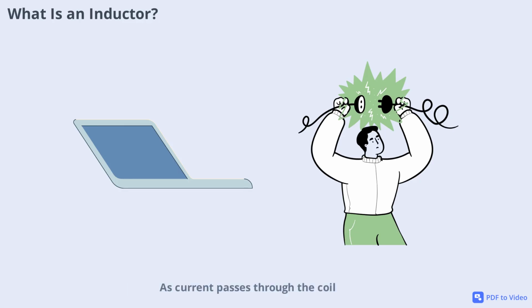As current passes through the coil, a magnetic field is generated and concentrated by the shape and number of turns in the wire. Inductors are found in countless electronic circuits, serving roles such as filtering signals, storing energy, and matching impedance between different parts of a circuit. Their ability to resist changes in current makes them crucial for stable circuit operation. As we move forward, we'll explore how inductors work, their key properties, and their practical applications.